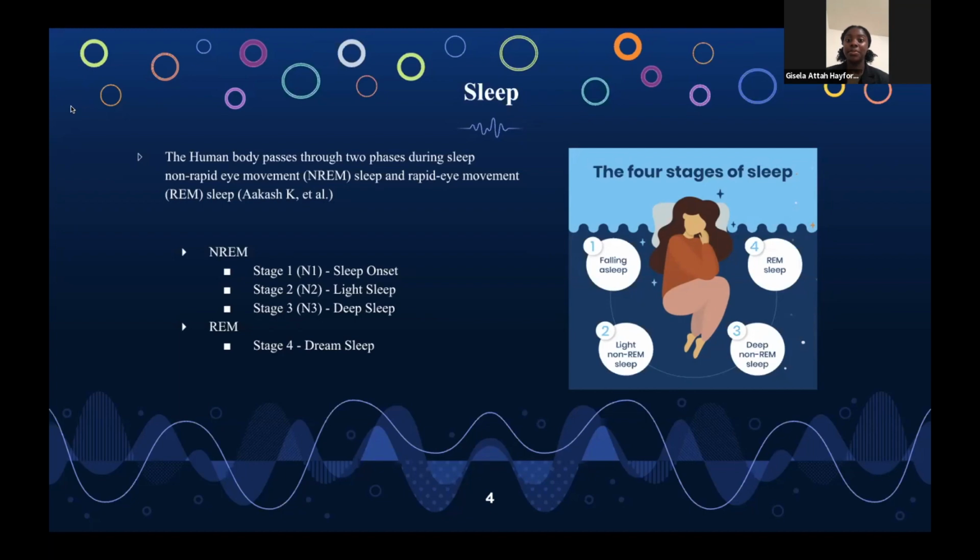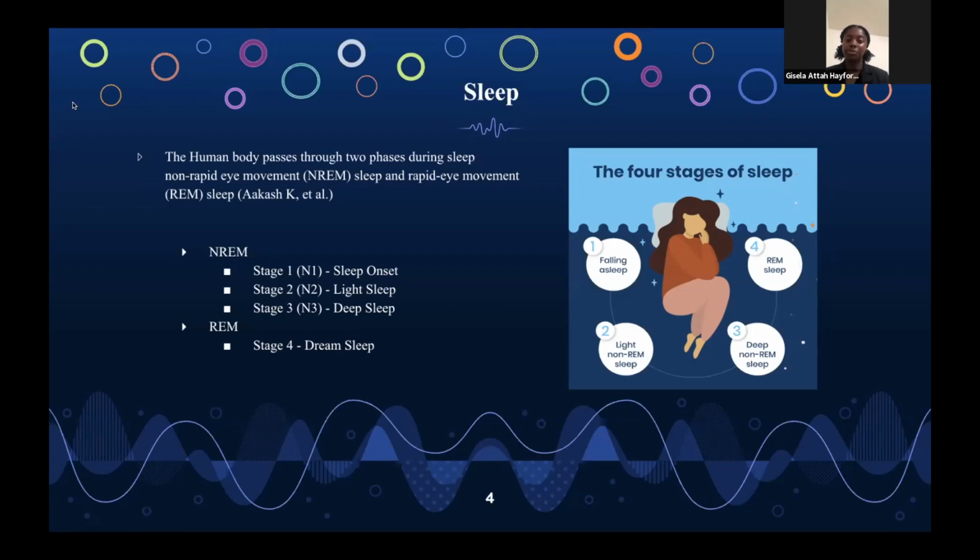This is where we see the sleep spindles that we're looking at on the EEG. And here heart rate begins to slow down. And then in N3, we see deep sleep, which is the deepest state of the sleep cycle. And here muscle tone, heart rate, and pulse all decrease as the body begins to relax.